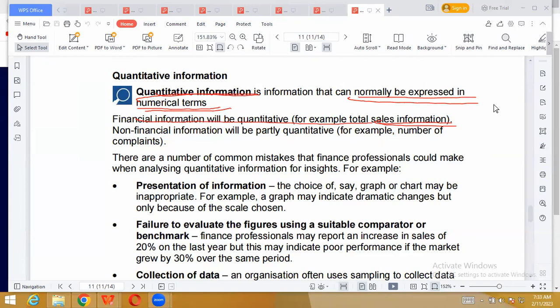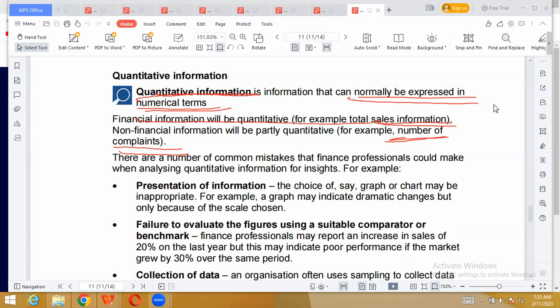Number of complaints is quantitative because it is in figure terms. So we can say the number of complaints is 50. It is quantitative, but it is non-financial, because the number of complaints is not financial, but it is quantitative because it is expressed in figure terms, in numerical terms.